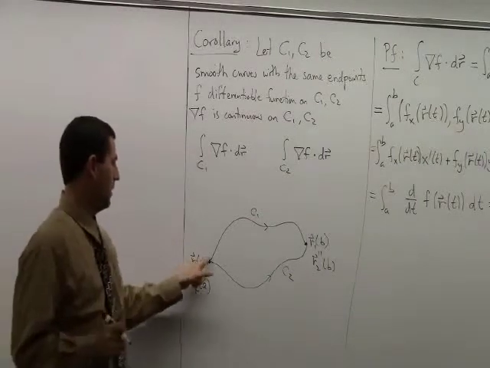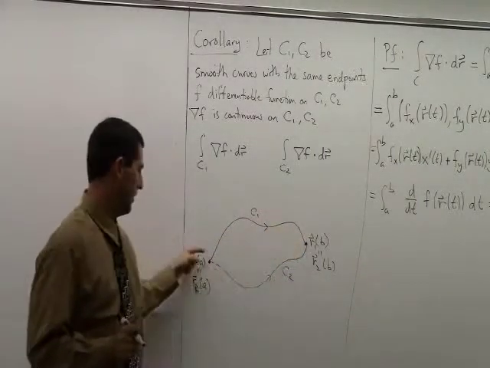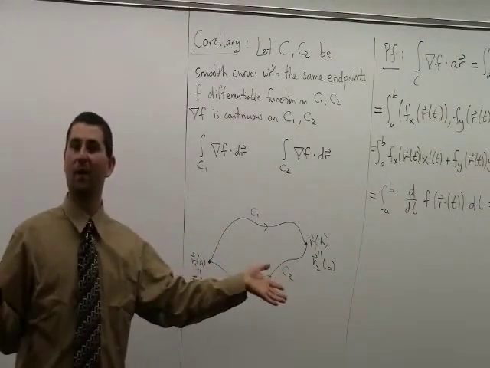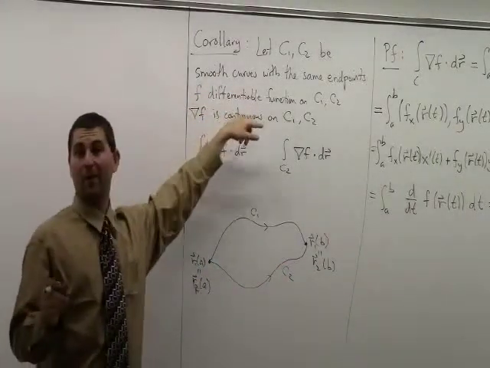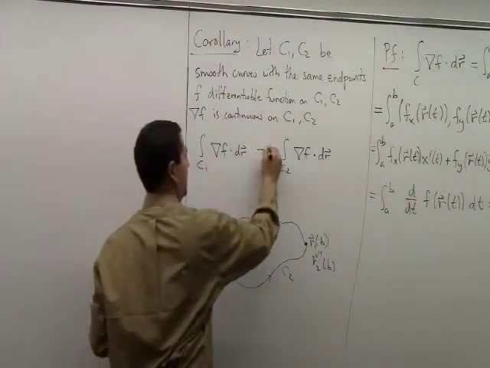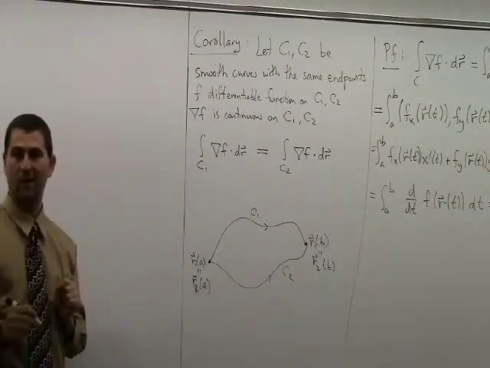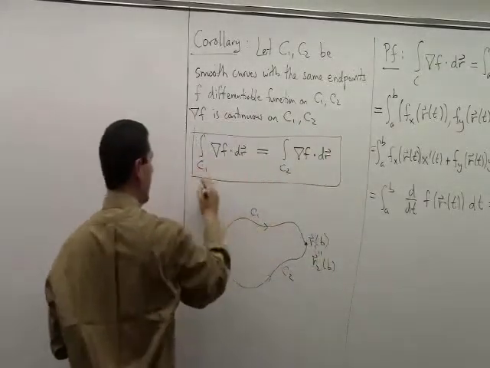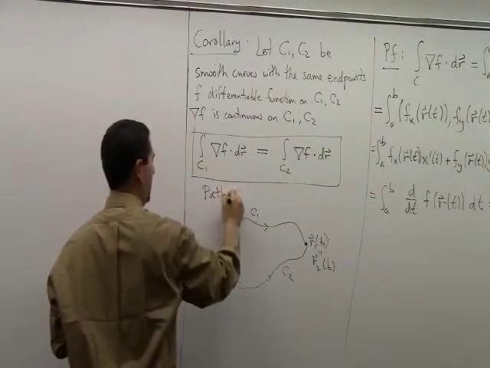So in fact, when I compute this line integral, the line itself doesn't matter. The smooth curve doesn't matter, as long as the hypotheses are met on it. And so these are actually equal. This is really neat. So this is called path independence.